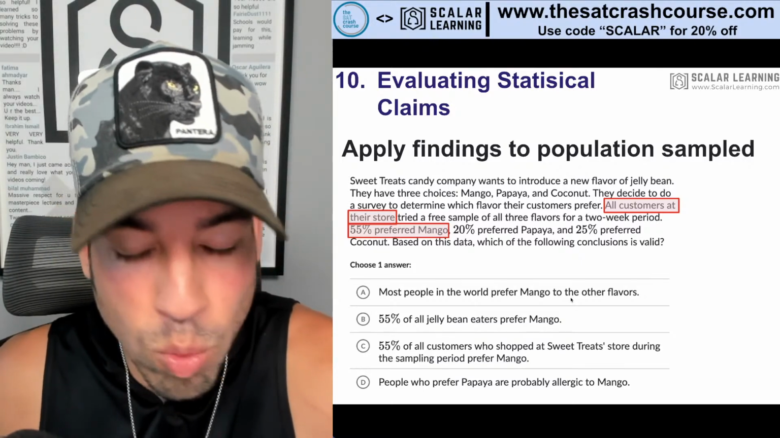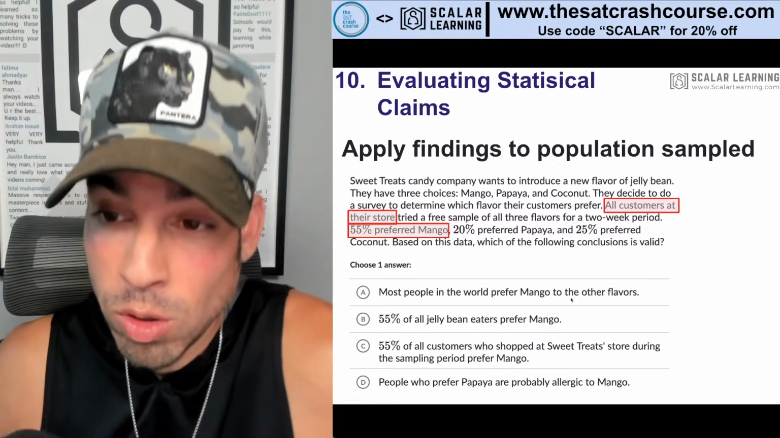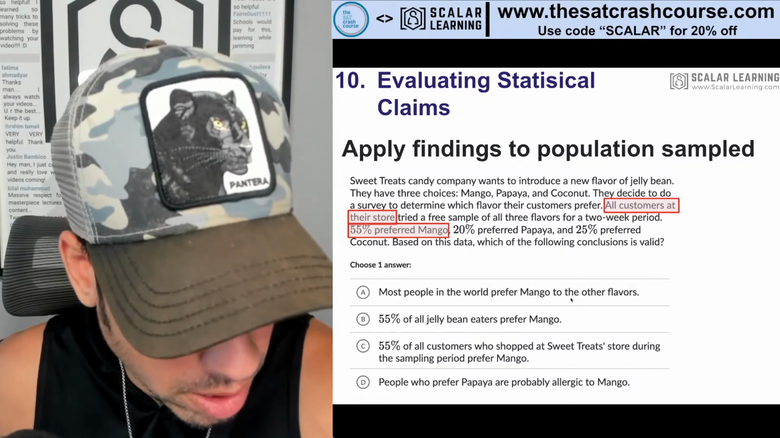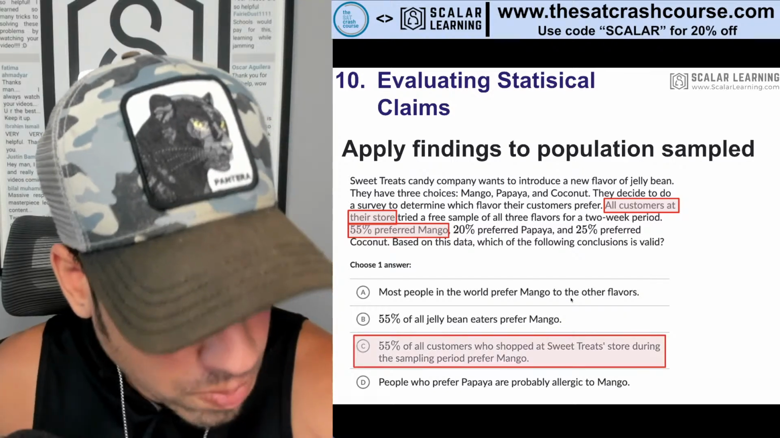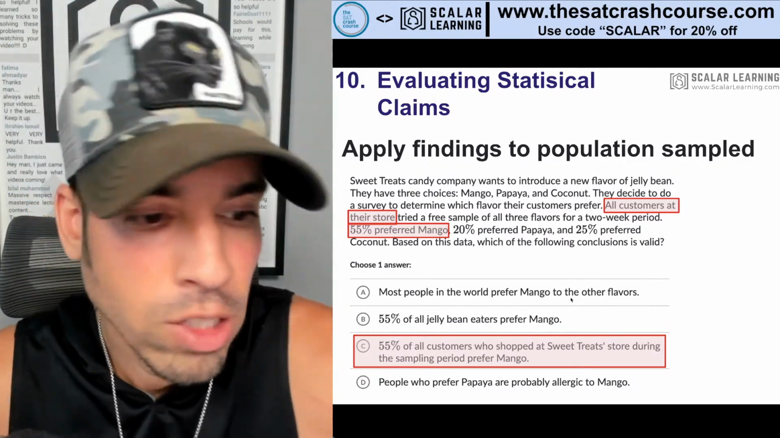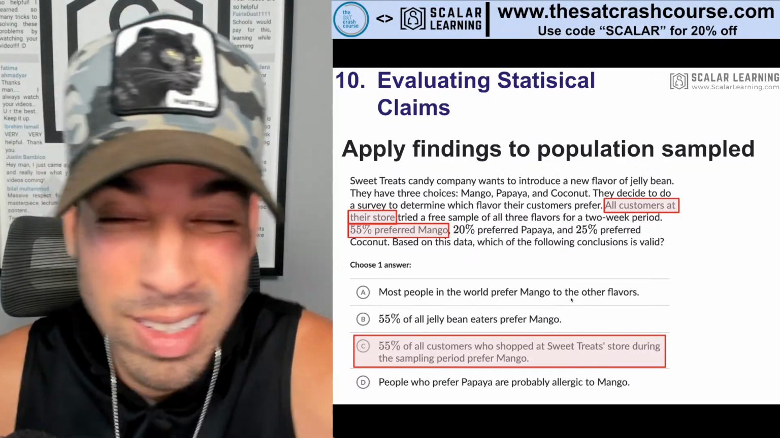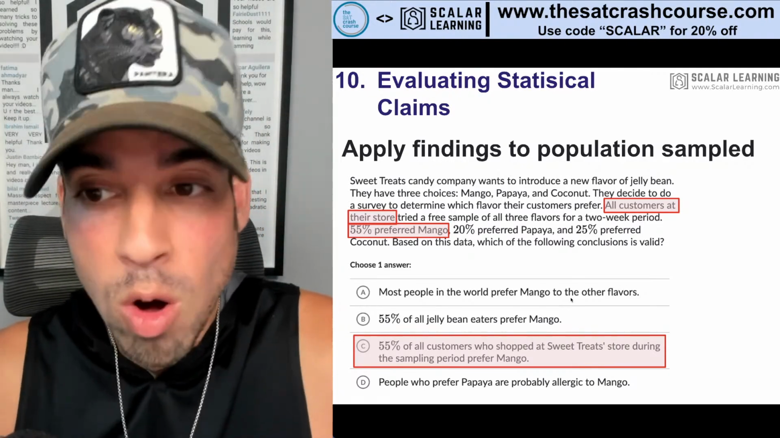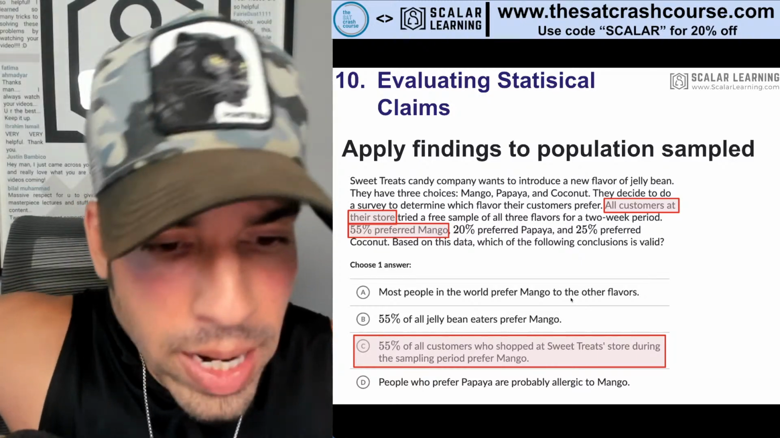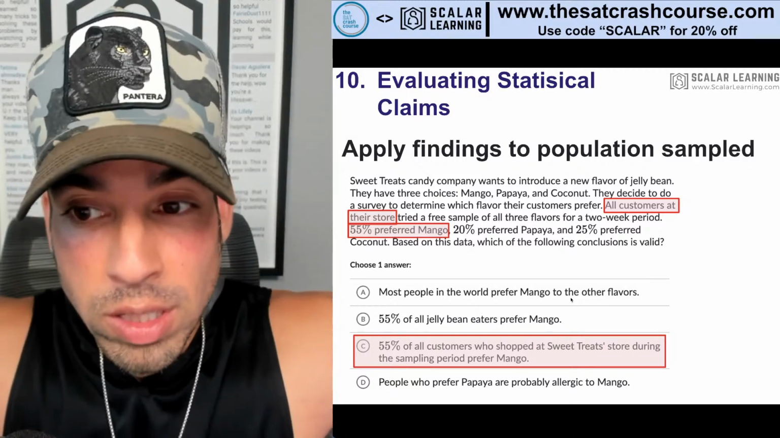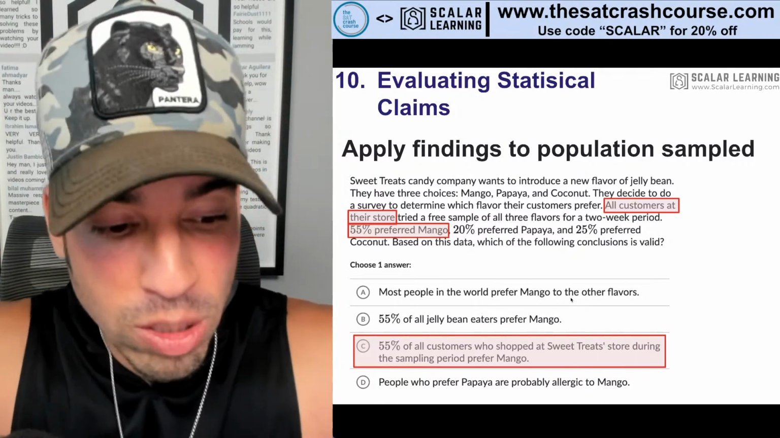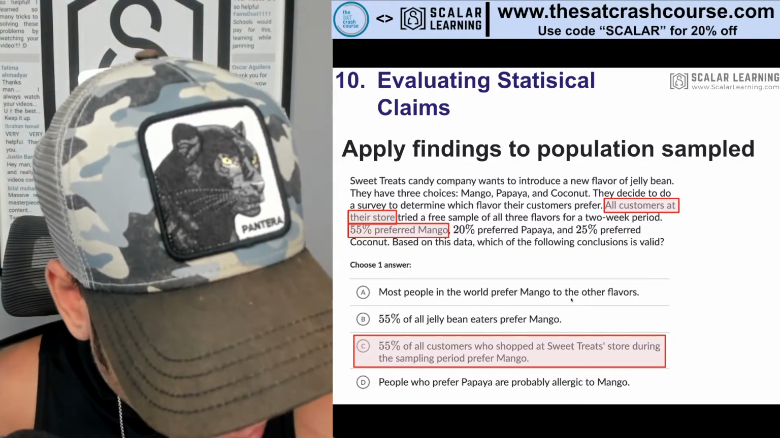Most people in the world, that's a pretty big population to apply this to when they're only sampling customers from their customer base, right? So I'm going to disagree with A, and I'm going to agree with Cole. Cole is saying C: 55% of all customers who shopped during the sampling period. That's our best answer. You could probably apply it a little more broadly to all of their customers if you said we took a random sampling of customers. But the problem is they took a random sampling within a particular time frame, so during the sampling period. So you can really only apply this to those folks that were sampled, which was the population that was in the store at that time. I hope that made sense, guys.